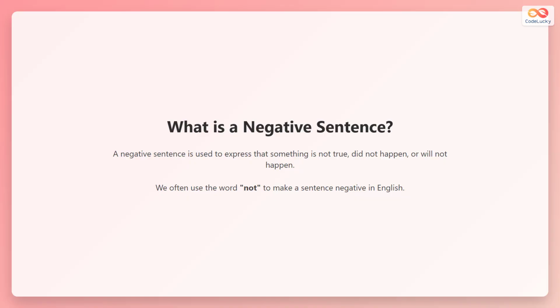A negative sentence says something is false or will not happen. For example, instead of saying I am happy, we say I am not happy. The word not always goes after the helping verb in the sentence.